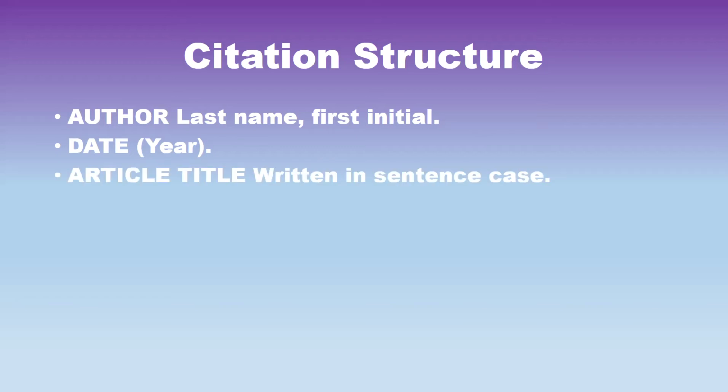Then we're going to put the title, your article title, written in sentence case. And what that means is that it's written like a sentence with only the first word and proper nouns being capitalized. So you wouldn't capitalize every word in the title. That will have a period after it as well. Then you're going to put the journal title after the article title. That's going to be written in italics and have a period. So we have separate thoughts here. Author's name, one thought, date, one thought, title, one thought, journal title, one thought.